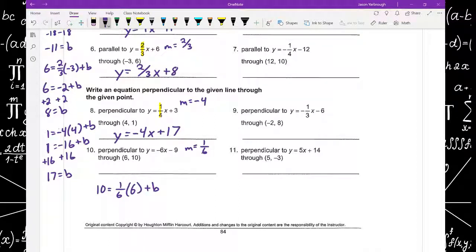1/6 times 6. 1 times 6 is 6. 6 divided by 6 is 1. So we got 1 plus b equals 10. Subtract 1. And then we get 9 equals b. So final answer, y = 1/6 x + 9.